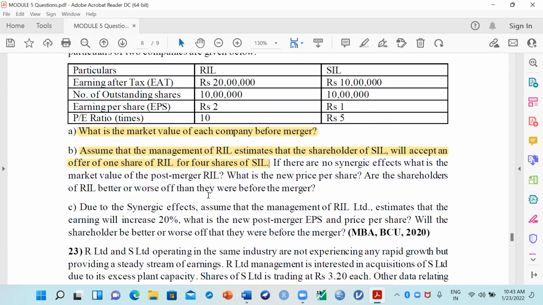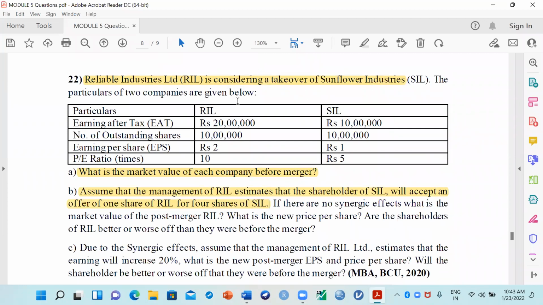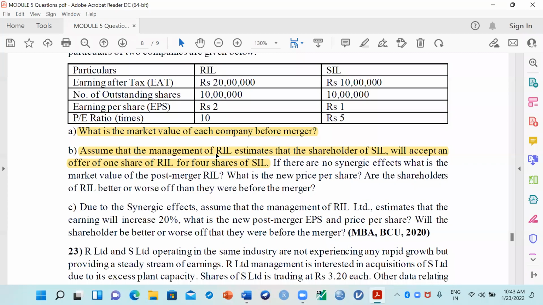What is the estimation here? Now RIL is taking over Sunflower Company, SIL. So what shares are they offering? They estimate that they will accept the offer of 1 share of RIL for 4 shares of SIL. So can you tell me in the chat box what the exchange ratio is? In simple terms, what will be the exchange ratio? Offer 1 share of RIL for 4 shares of SIL. So what will be the ratio here? I got one answer. Others?